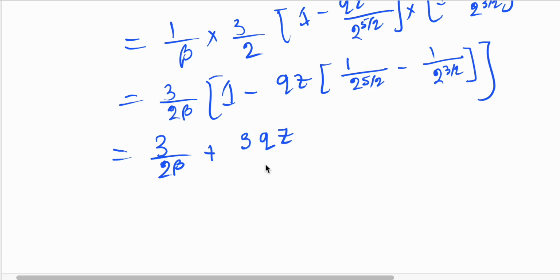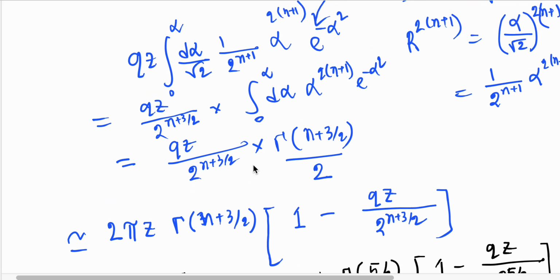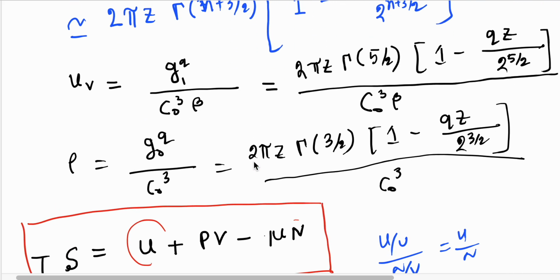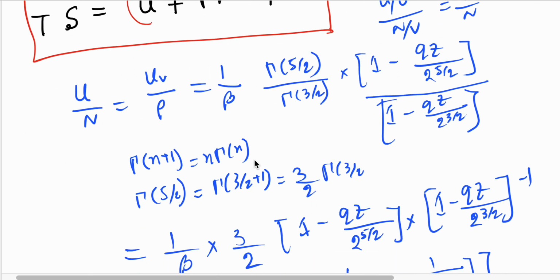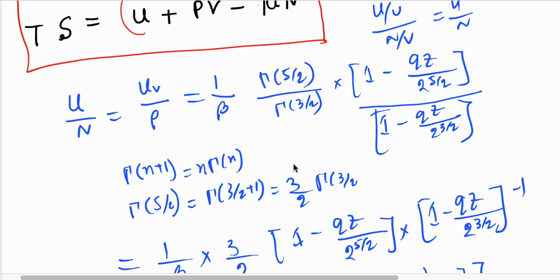Okay, have I done something wrong here? Is it really minus qz? Okay, no problem, it is plus qz by beta. 2 to the power 5 by 2 is nothing but 4 root 2, so that means 8. So that's it. So that is my u by n.